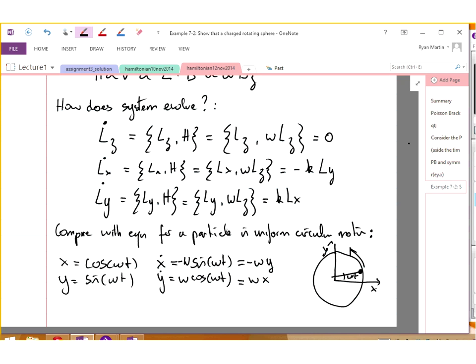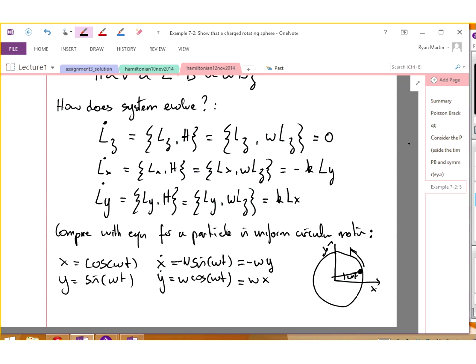So think of the angular momentum vector for our charged particle. The z component of the angular momentum doesn't change, so the angular momentum makes this constant angle with the z-axis. But now the tip of the angular momentum vector does change, right? The time derivative of the x component is equal to minus the y component, and the time derivative of the y component is equal to plus the x component. So the tip of the angular momentum vector traces a circle in the xy plane.